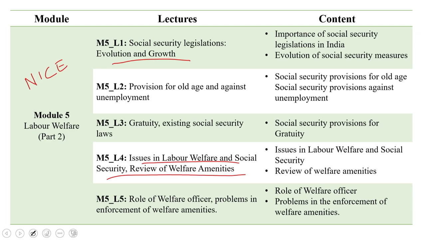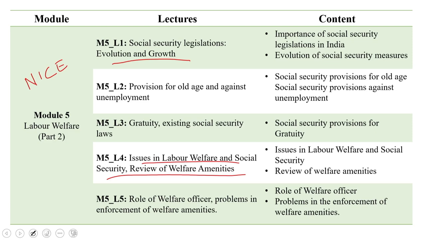We also tried to understand some of the challenges in the implementation of these welfare amenities, like targeting and inclusivity, implementation bottlenecks, limited coverage, insufficient coverage of risks, certain price distortions that were happening, and lack of extension services that were prevalent. So these were discussed extensively in the fourth lecture of module 5.